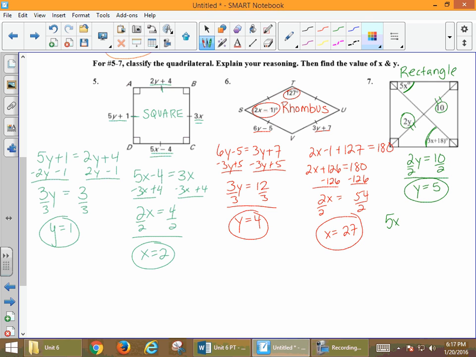5x is equal to 3x plus 18. Subtract 3x. 2x is equal to 18. Divide by 2. And x is equal to 9. X is equal to 9. Y is equal to 5. That takes us through questions 5, 6, and 7.